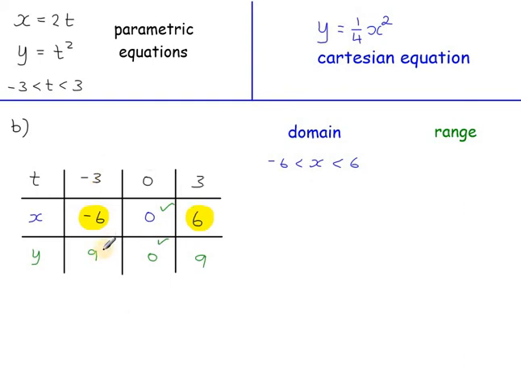So if y equals 9 is not a part of the range, then the range will go from 0, 0 is fine, all the way up to, but not including, the 9. So this is our range.